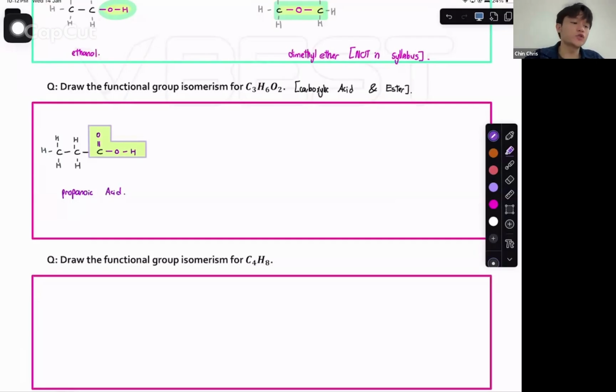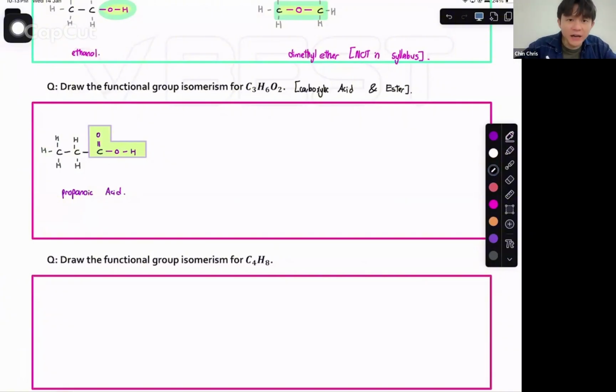All right, guys, can you draw an ester with 3 carbon? Do you guys remember how to draw ester? Please show me an ester with 3 carbon. I think most of you guys have done this in school already, right? Go. Any answer?